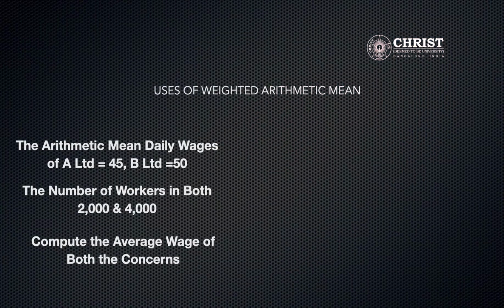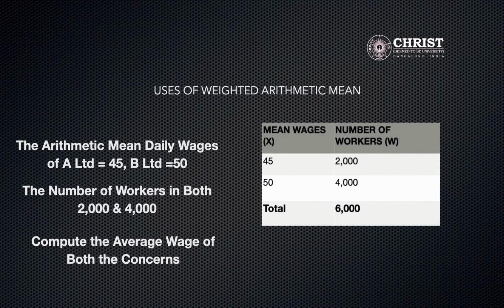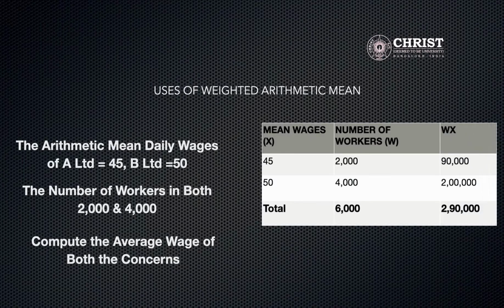First column, we are showing the mean values of the two groups, 45 and 50. Second column, number of workers, 2000 and 4000, total is 6000. Now Wx, the weight you are giving, that is the importance, is the number of workers in each factory. So 90,000 and 2 lakh, and the total you are getting is 2,90,000. So if you take the combined mean, 2,90,000 divided by 6000, it is 48.33.